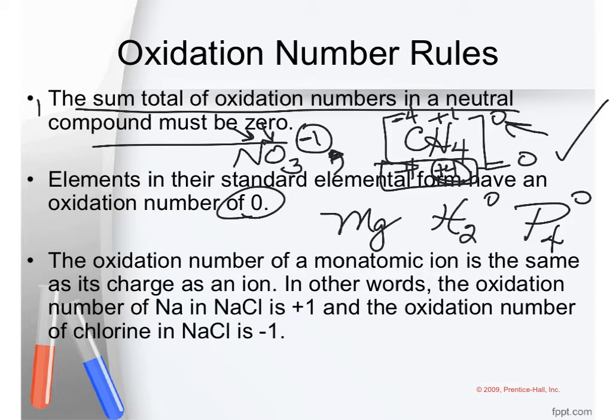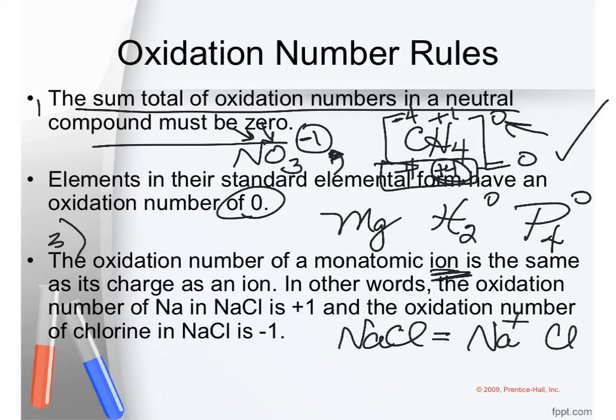All right, rule 3. The oxidation number of an ion is the same as its charge. Really simple here. Table salt, sodium chloride, we know is made up of the sodium cation and the chloride anion. So when you have an individual element with a charge, the charge becomes its oxidation number. Sodium would have an oxidation number of +1. Chlorine would have an oxidation number of -1.